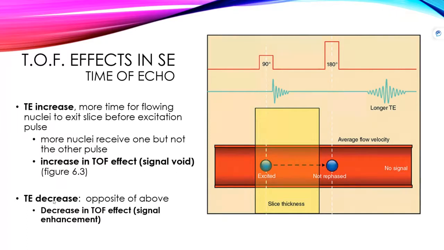And the opposite is true. As you decrease your time of echo, you decrease the time of flight effect, so therefore you have signal enhancement. The longer your time of echo, the more likely you're going to lose signal. The shorter your time of echo, the more likely you're going to create a signal because you're able to actually excite and rephase the spins, I guess you could call them, before they leave the slice. The major point here is, where are our spins in relation to the slice? Are they in the slice when we're exciting and rephasing, or are they outside of the slice for either of those? That's kind of the point here.